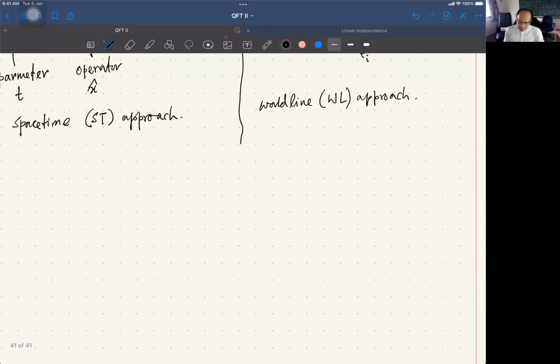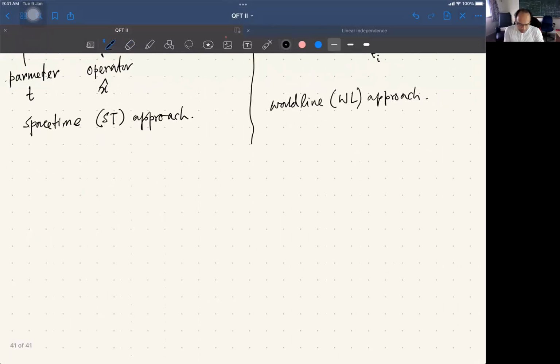Now, for example, we studied the explicit working out for the free particle and the harmonic oscillator. Okay.